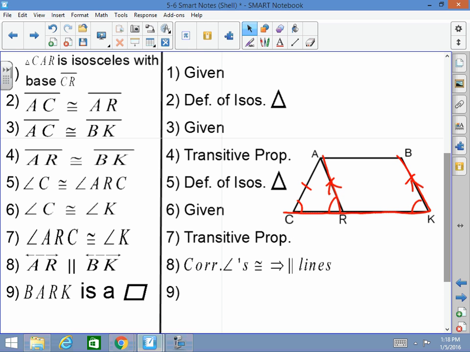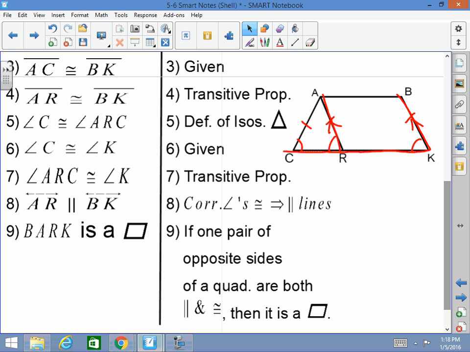So then I get to my final proof that BARK is a parallelogram. Why? You cannot say definition of parallelogram. Which definition? Opposite pairs are parallel and congruent. If one pair of opposite sides are parallel and congruent, then it's a parallelogram. Bam! Great job, kid. Well done, dude.